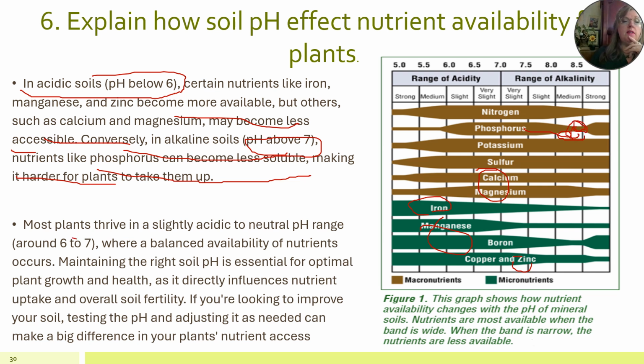And again, phosphorus is one of those weird ones: when you get above 7, it gets kind of weird. Most plants are going to thrive in slightly acidic to neutral soil, where a balanced availability of nutrients occurs.